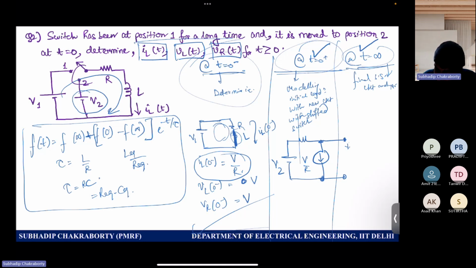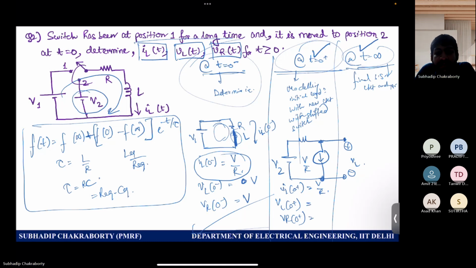So now you tell me what is VL 0 plus, VR 0 plus, and IL 0 plus. IL 0 plus is V by R, correct? Don't confuse. Many of you might say I have open circuited, so how does the current come V by R? I have not open circuited the inductor. I have modeled it like this. The current through the inductor still remains V by R. I only modeled it to analyze the voltage across the inductor.